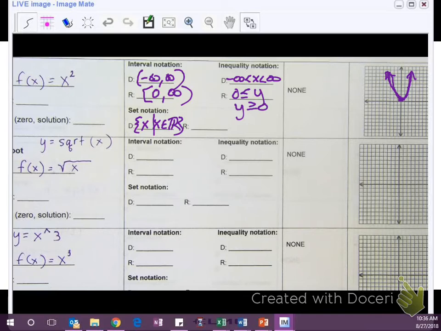Our range is the set of all y's such that y is greater than or equal to 0, or 0 is less than or equal to y. Those are mathematically interchangeable. I usually go left to right just to help you get into the habit that all the intervals must go left to right, but just to show you that it can be either way. Questions?